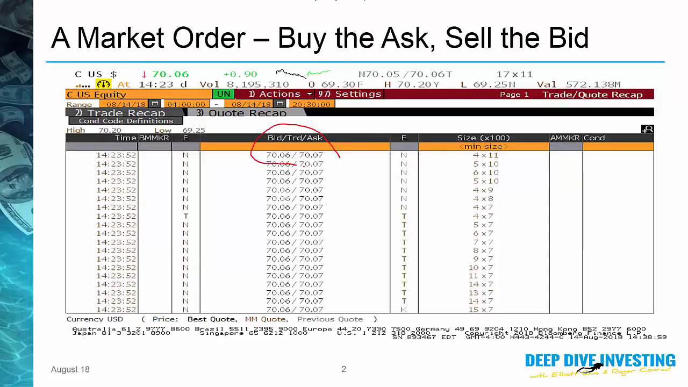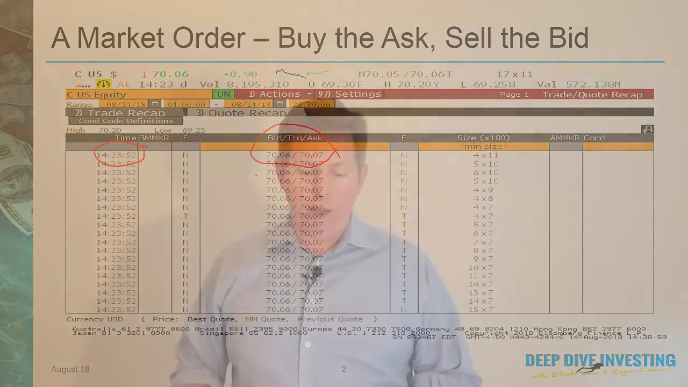That first line you see there, at that particular time, which looks like it was 2:23 in the afternoon, the bid price for Citigroup on the New York Stock Exchange was $70.06. The ask or offer price was $70.07. What that means is that if you wanted to sell 100 shares of Citigroup, your broker is going to give you the bid price, the lower price, $70.06. If you want to buy 100 shares, your broker is going to give you the higher price, the ask or offer price, which is $70.07.